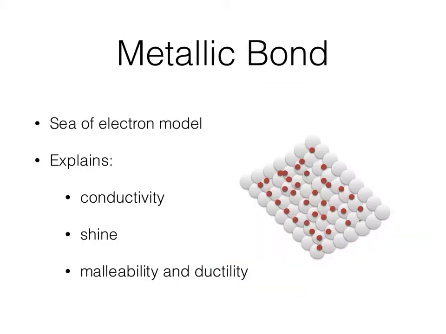All right, so let's start off with the easiest bond to explain, the metallic bond. We call this the sea of electron model. Now, there's a picture there. I drew it myself, so no laughing. Thank you for the laugh right there in the middle of me saying no laughing.